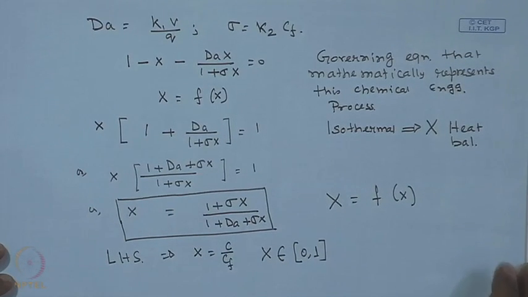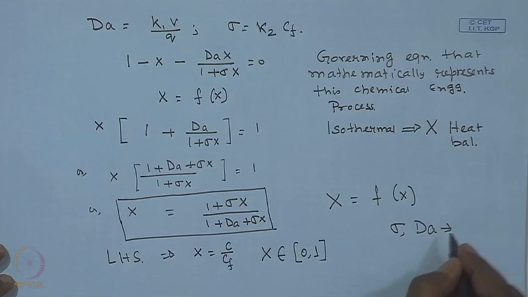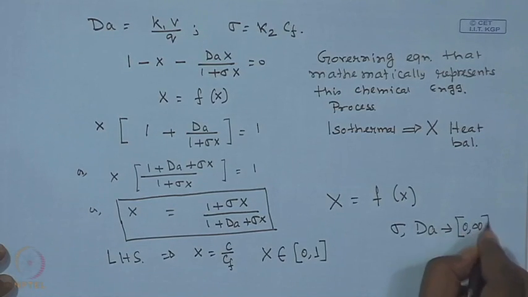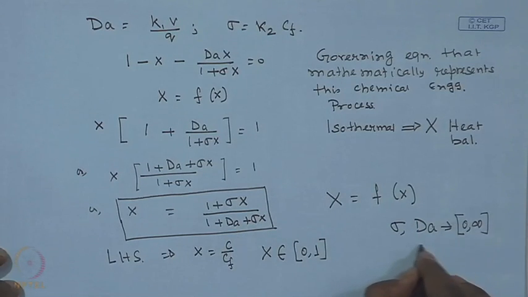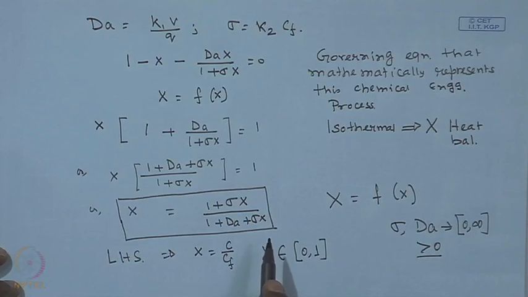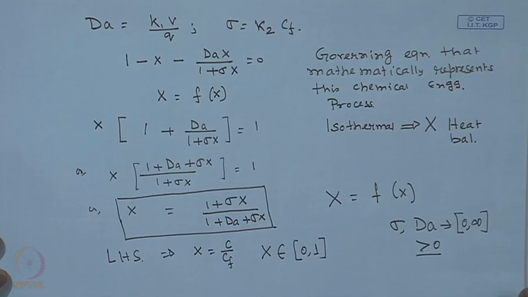Now, if you look into the parameters sigma and dA, both sigma and dA can assume any value in the domain 0 to infinity. So, that is a generalized domain. Typically, sigma and dA are both positive, and depending on the parameters k1, k2, v and q, they will be assuming some values. So, generally we can say that sigma and dA must be lying in the positive right half plane of the real axis. So, therefore, sigma and dA can assume any value.